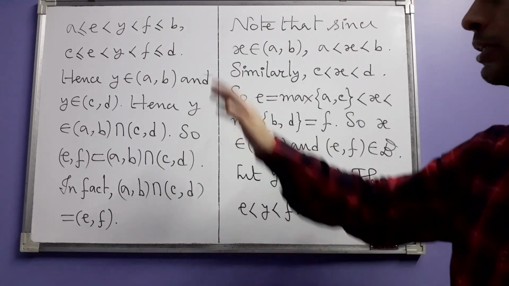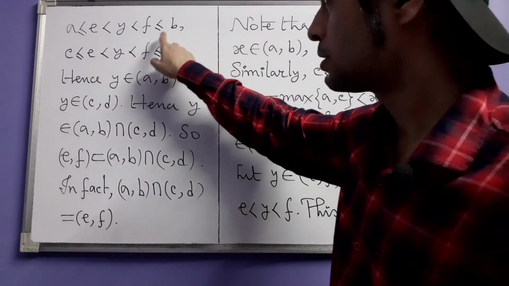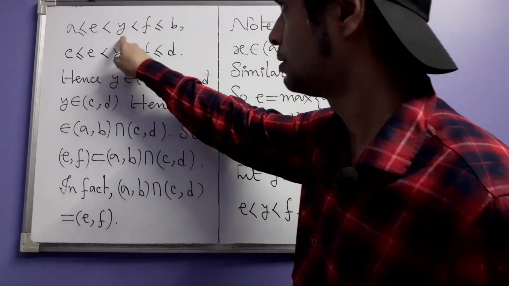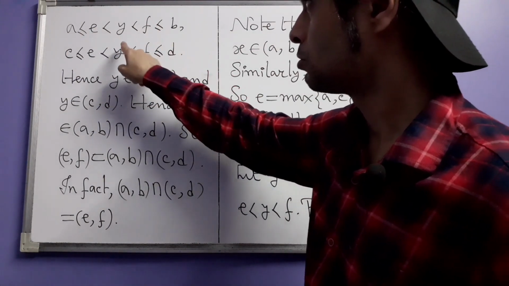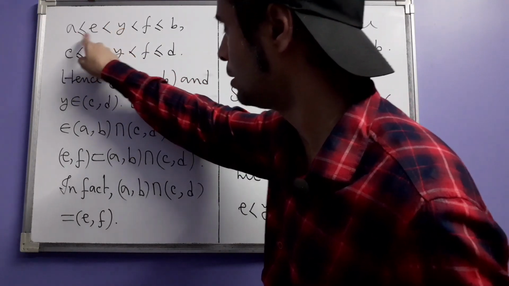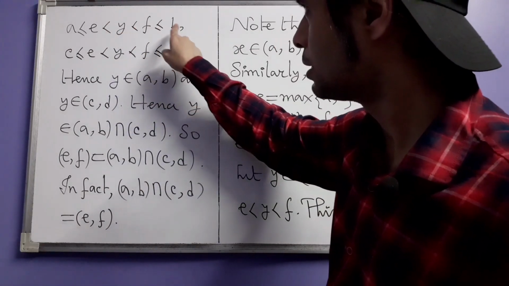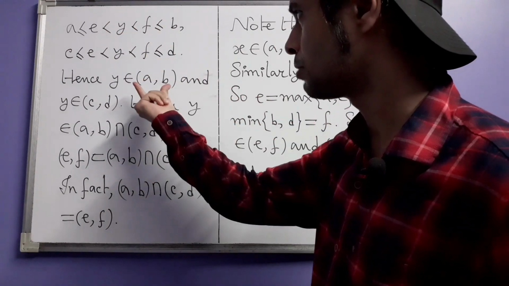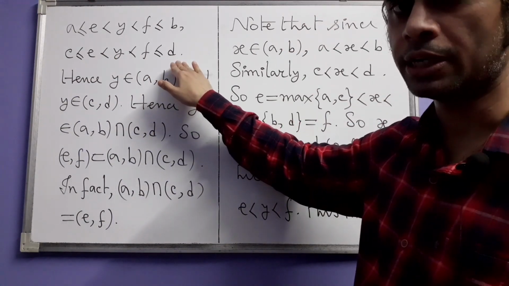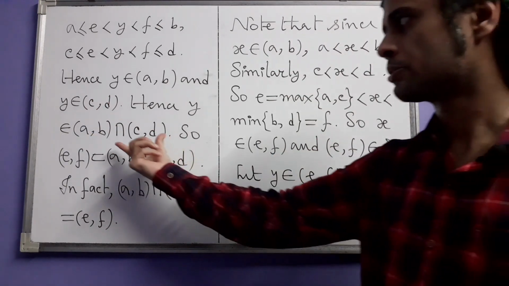But then what are we getting from these inequalities? The first set of inequalities ultimately tells you that A is less than Y and Y is less than B. Don't forget that this is what the relationship is between A and Y, strict inequality. Similarly, Y is strictly less than B. So that is why Y belongs to the open interval A comma B. Similarly, from the second set of inequalities, we are getting the fact that Y belongs to C comma D, and hence Y belongs to their intersection.